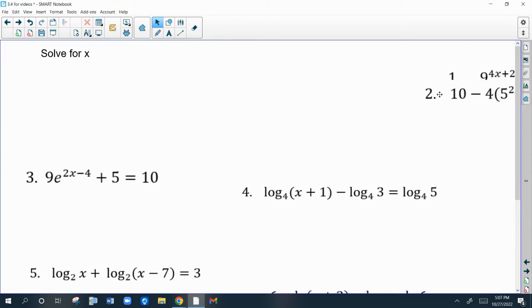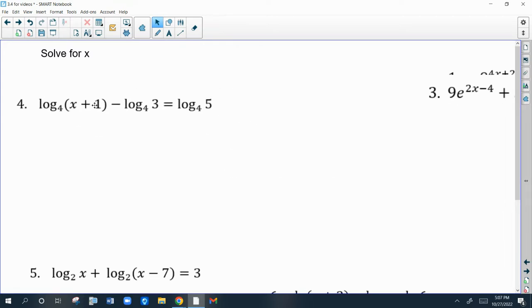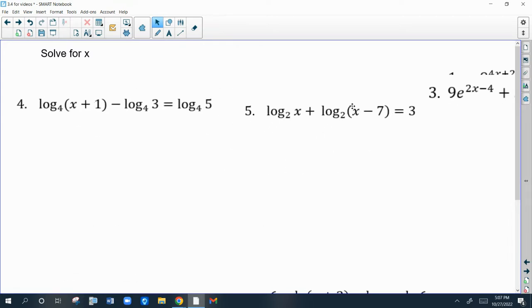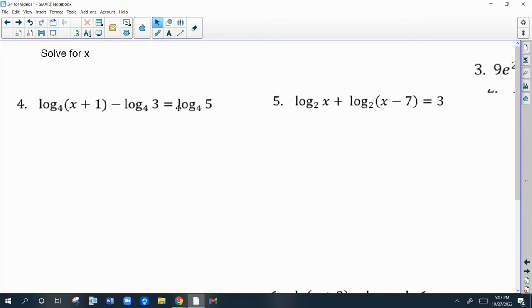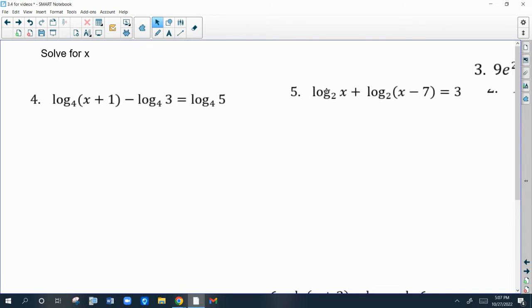There's the type where you have logs on both sides, like number 4, and there's the type that you have just logs on one side. So they're solved pretty similarly. You'll see the difference. So the first thing you need to do when solving a log equation is make sure you condense the logs. So number 4, you can see it's a log base 4 minus a log base 4.